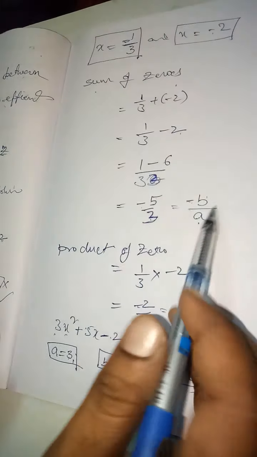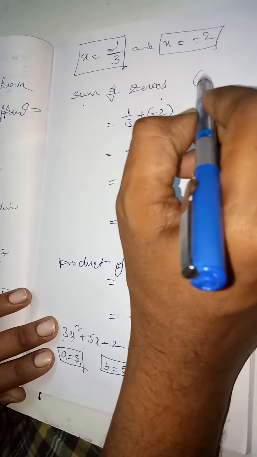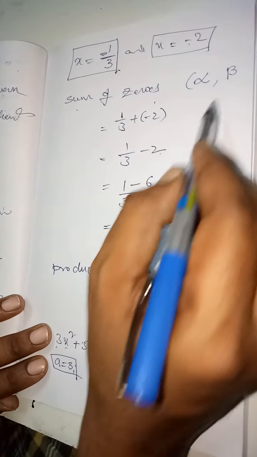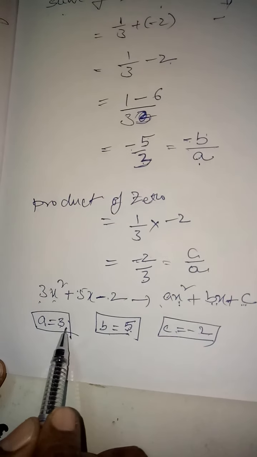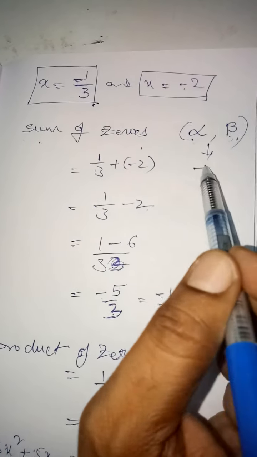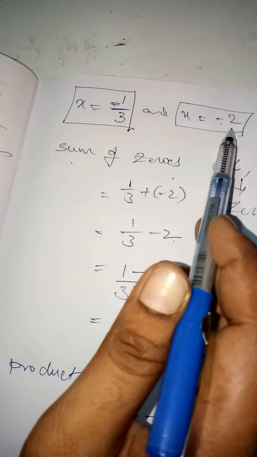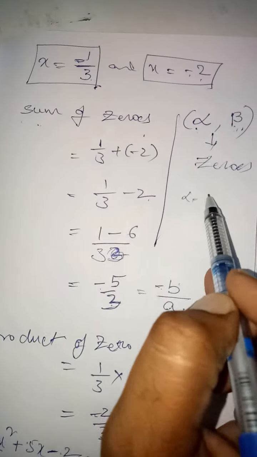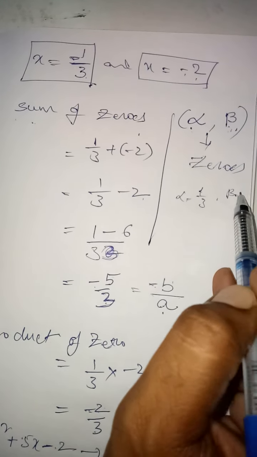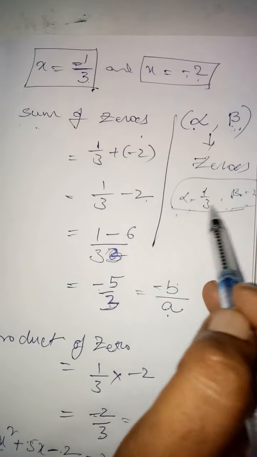So the sum of zeros and the product of zeros. Here we are using two Greek letters, alpha and beta. Alpha and beta are two Greek letters representing the zeros. Here we got one zero as 1 by 3 and the other zero as minus 2. That means alpha is equal to 1 by 3 and beta is equal to minus 2. From the next example onwards I am writing them as alpha and beta.